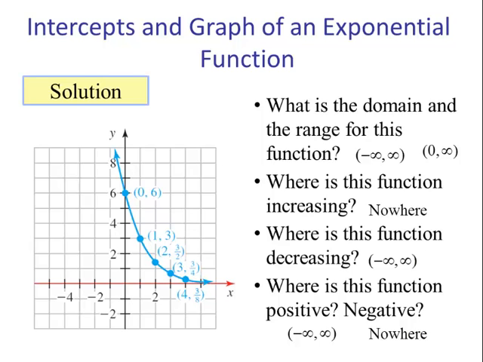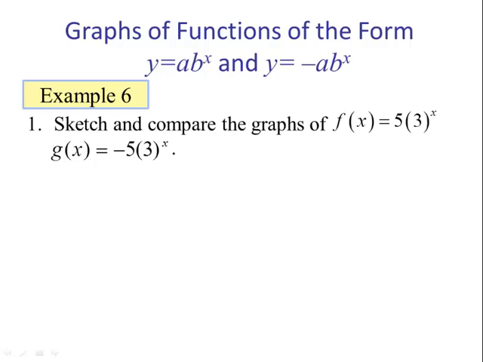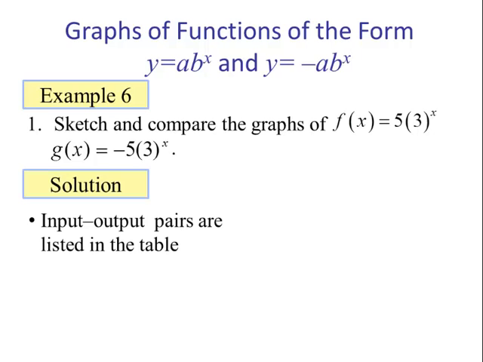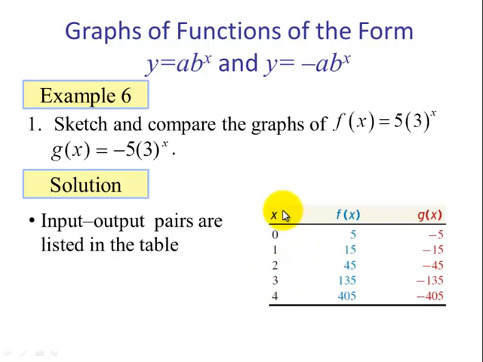Let's do another example. Example 6. Sketch and compare the graphs of f of x equals 5 times 3 to the x power and g of x equals negative 5 times 3 to the x power. Solution: we first want to construct a table of values. We pick the x's and we substitute them in to get the outputs of each function.